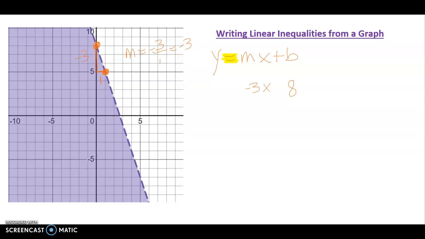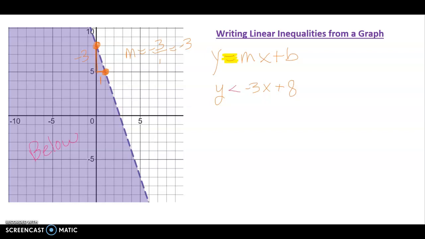So we've got most of our equation here, but remember, it's not an equation really anymore. It's not going to have an equal sign. It's not just a line. So in this particular one, we want to look at two things: where it's shaded, so we can see that it's shaded below the line. To me, that means it is either less than or equal to. Now, since it is a dashed line, it is just less than.